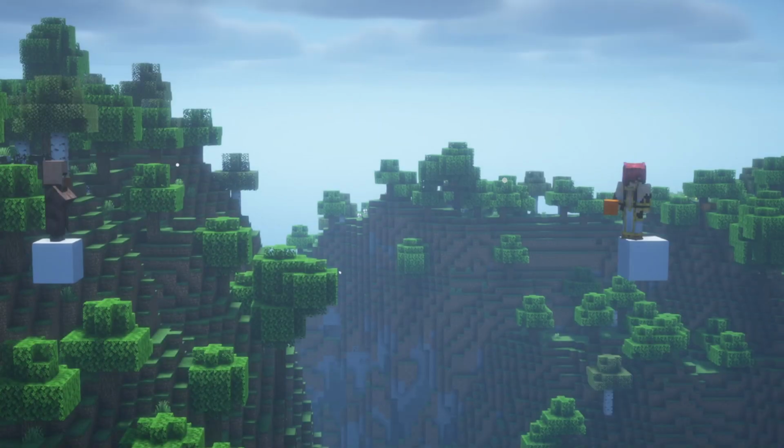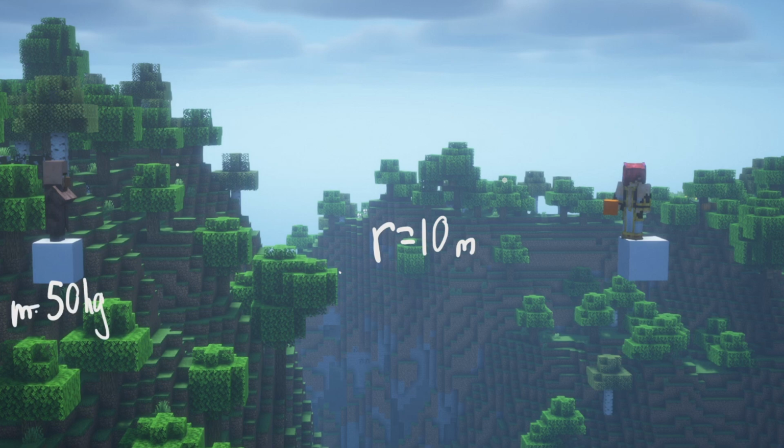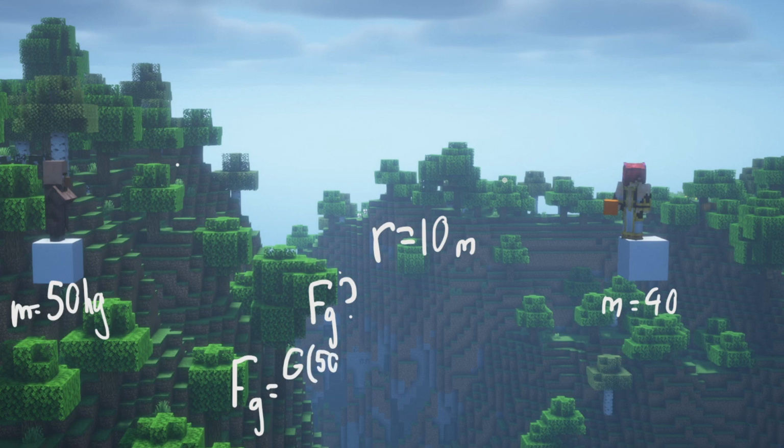Okay, so let's start off with a little simpler problem. Let's say that the distance between me and this villager is 10 meters, and that the villager is 50 kilograms, and since the villager's head is a bit bigger than mine, let's say that I'm lighter at 40. Now the question is, what is the force of gravity between us? Now that would be Fg equals capital G times 50 times 40 divided by 10 squared.